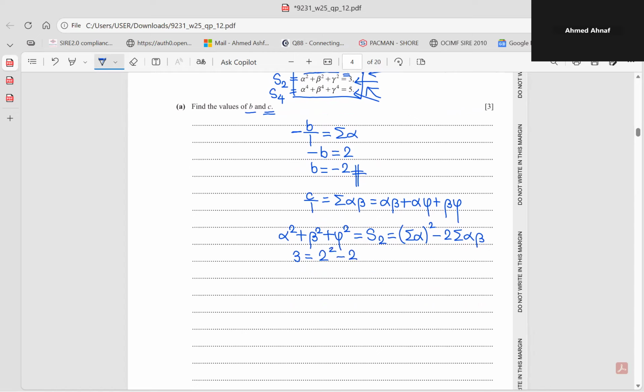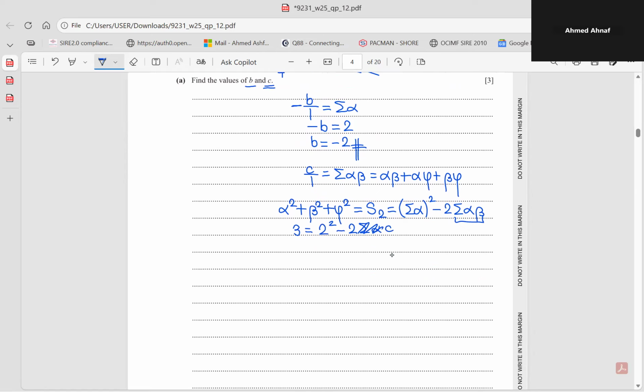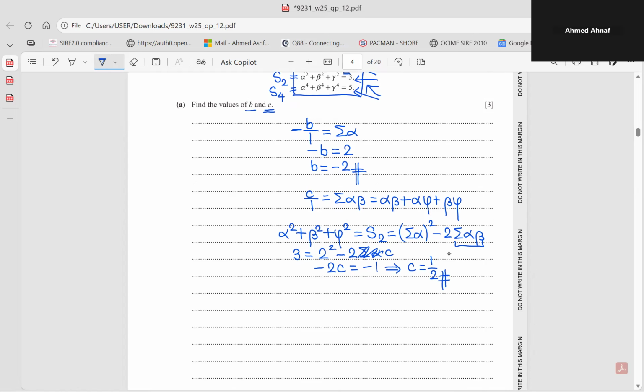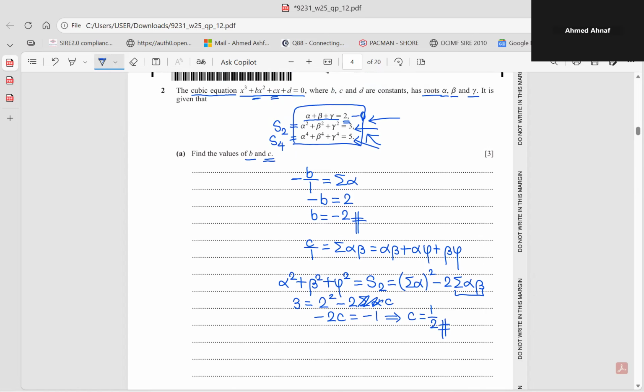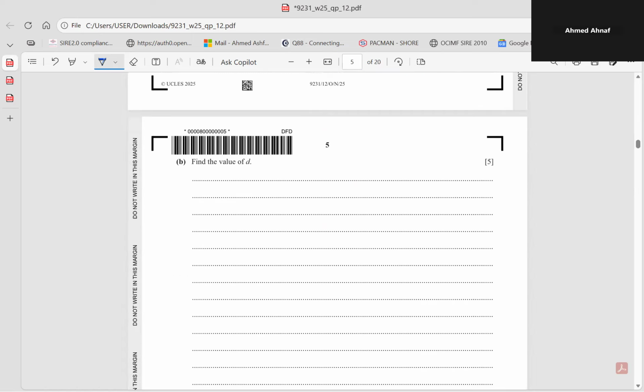Minus 2 sigma. This one we can just substitute c right away. So minus 2c equals 3 minus 2 squared. That's just minus 1. Dividing both sides by negative 2, you get c equals half. Okay, so we obtained our c and b. So this would be our final answers for the first part. Let's move on to the next part.